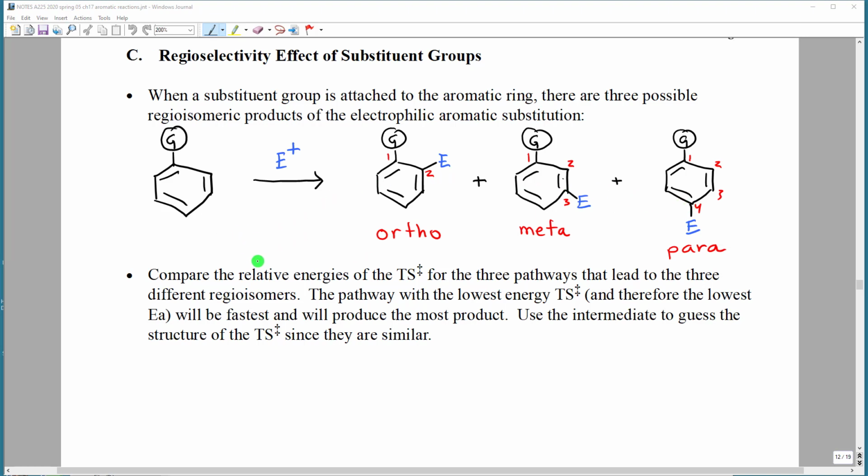Now what we're going to do is make the assumption that the fastest formed intermediate will lead to the preferred product. So we want to find the pathway with the lowest energy transition state in step 1, and that should give us the structure of the preferred constitutional isomer. Again, we're going to use the Hammond postulate, comparing the structure of the carbocation intermediate that's formed and using that to interpolate the relative energies of the transition states.